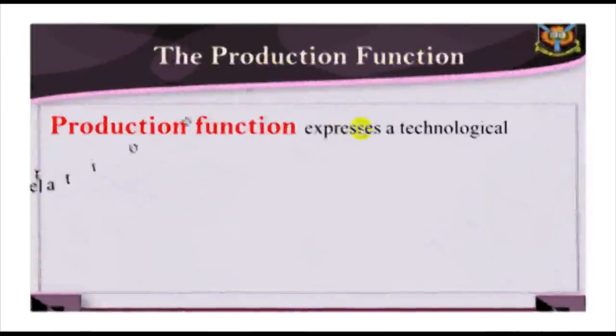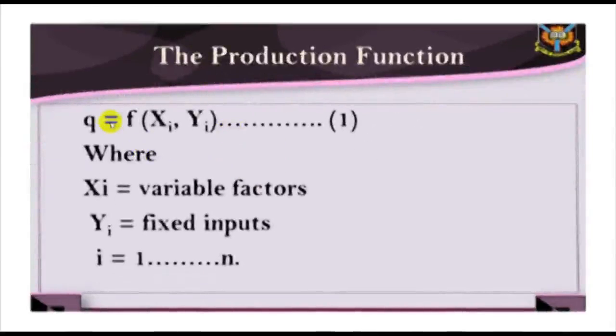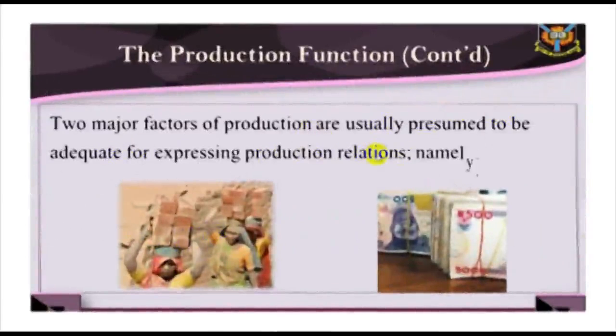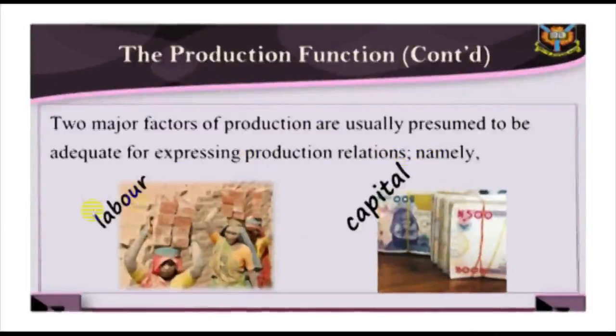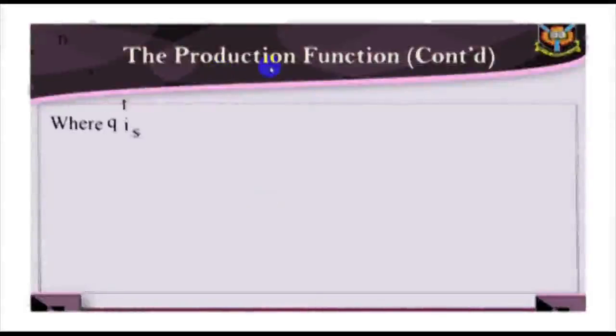The production function. The production function expresses the technological relationship between inputs and outputs. In mathematical notation, a production function can be written as Q is a function of Xi and Yi, where Xi equals variable factors and Yi equals fixed inputs. In most treatments of the production function in economics, two major factors of production are usually presumed to be adequate for expressing production relationships. These two are labor and capital. This would then give a simple production function as Q is a function of K and L, that is, capital and labor.